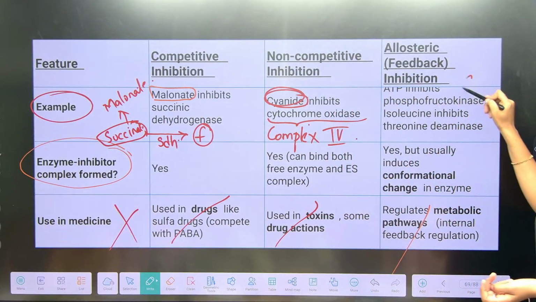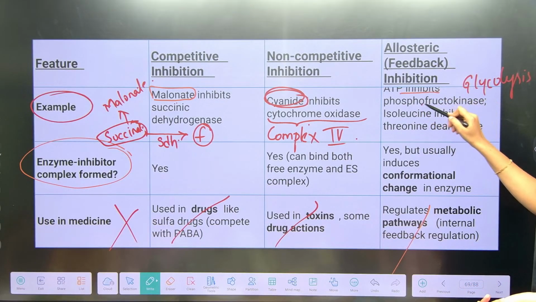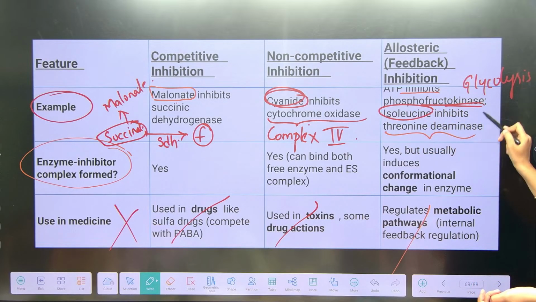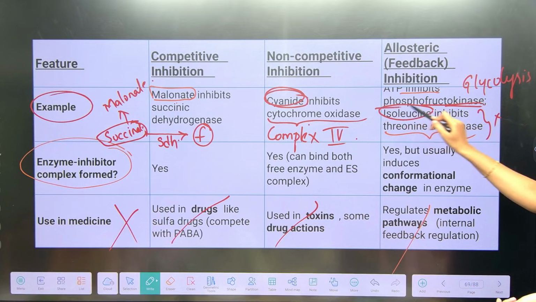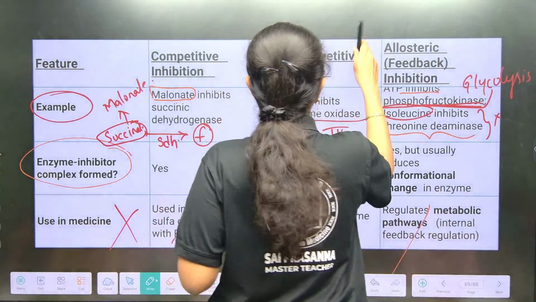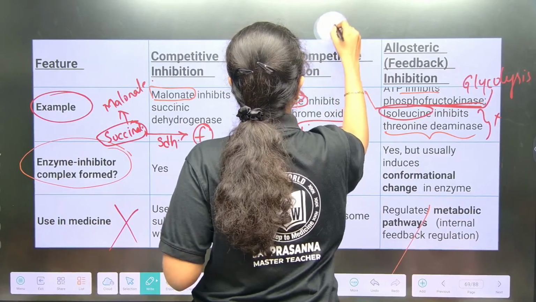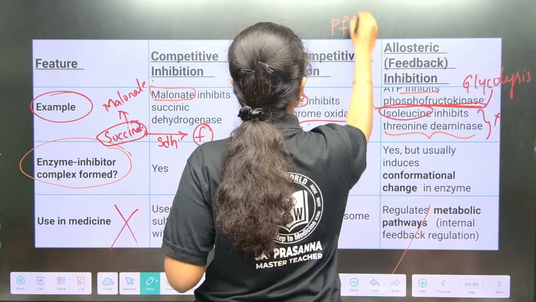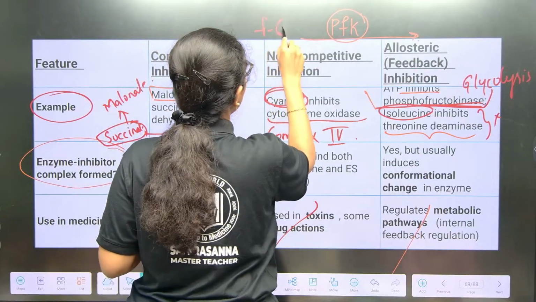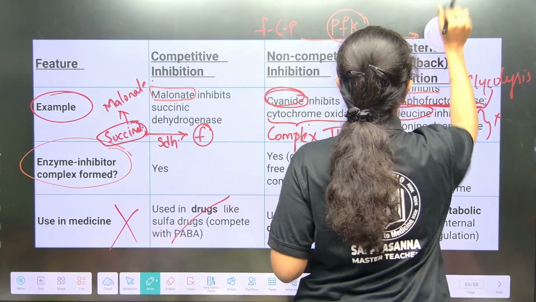Here, from the example of glycolysis, ATP inhibits phosphofructokinase, and isoleucine inhibits threonine deaminase. If you don't remember this, not a problem, but this you can easily remember in the glycolysis pathway. In the third step, phosphofructokinase will catalyze the reaction from fructose 6-phosphate to fructose 1,6-bisphosphate.